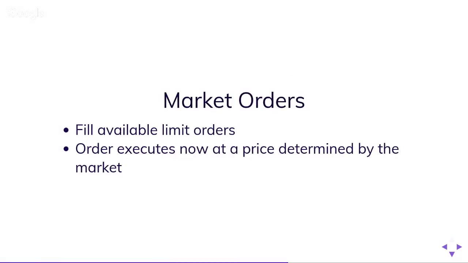So next we're going to talk about market orders. Market orders fill available limit orders. A market order executes now at a price determined by the market. We talked earlier about how limit orders will execute at some undetermined point in the future at a price that you've predefined. A market order says, I want to trade these assets now, and I'm willing to take whatever the market price for this asset is right now.